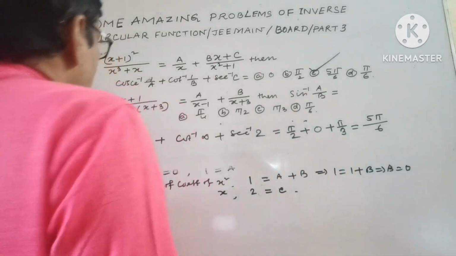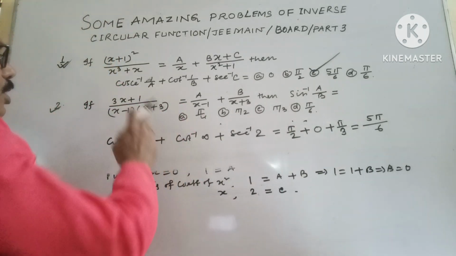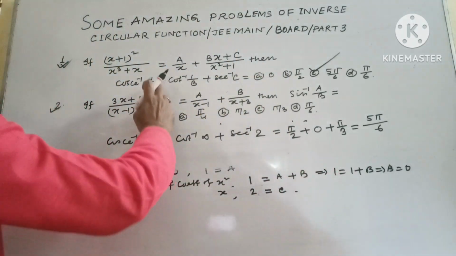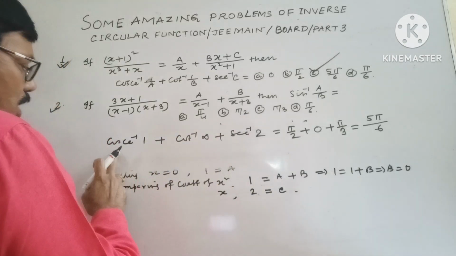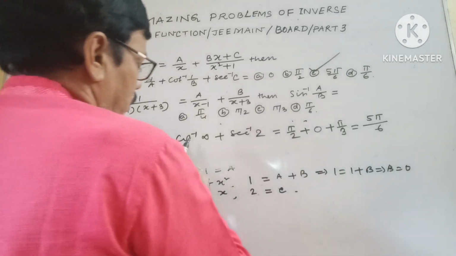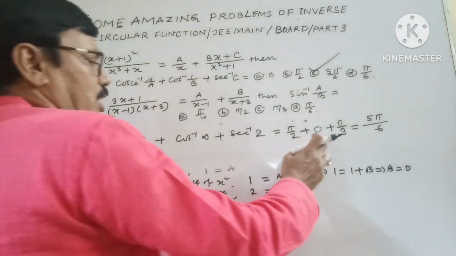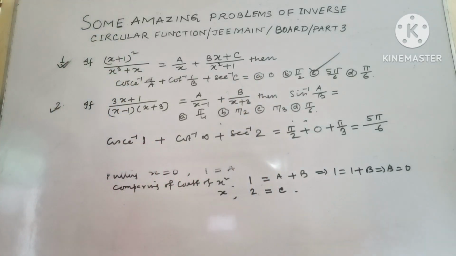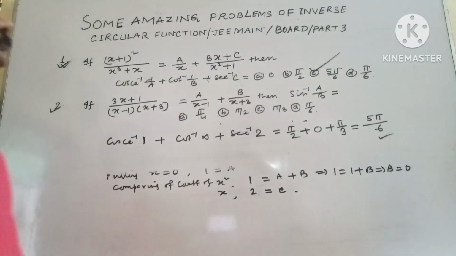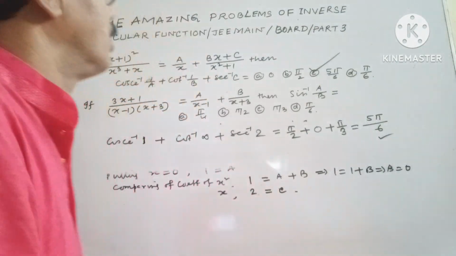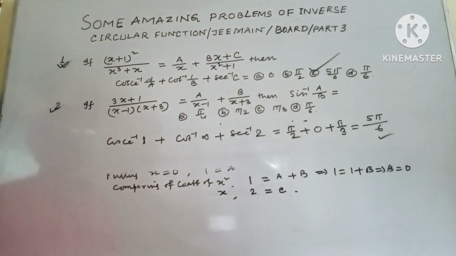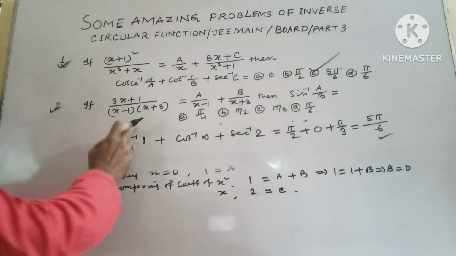So actually it is a problem of integration. Using the method of partial fractions, we get A, B, C. Now putting the values of A, B, C, we get cosec inverse 1, so this is sin inverse 1. So cot inverse infinity, that is tan inverse 0, is 0, and sec inverse 2 is pi by 3. So we are getting 5 pi by 6. So this is a mixture of integration and inverse circular function. Most interesting. Now the second one is exactly the same.